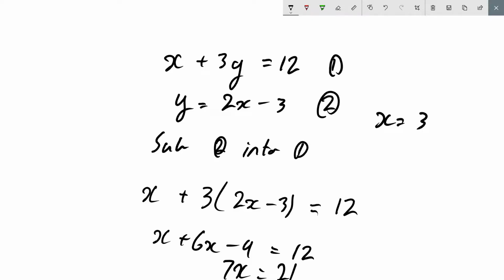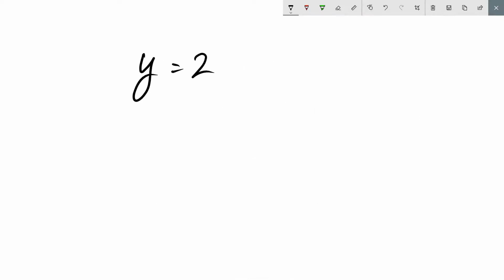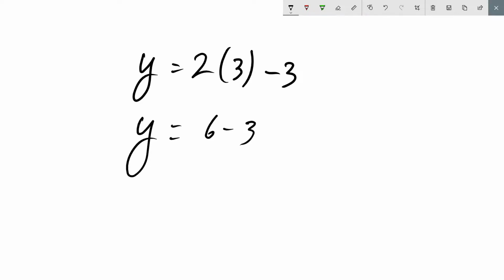So now we can substitute x equals 3 into one of these equations and then solve for y. In this case, it's very easy to just substitute into equation 2, since y is already the subject of the equation. So let's do that real quick. y equals 2 lots of 3 minus 3. y has to equal 6 minus 3, which equals 3. And then our solution will be 3 comma 3, and we're done. So that's the substitution method.